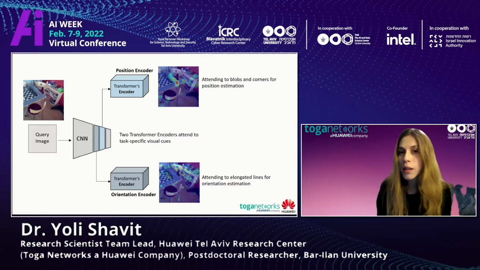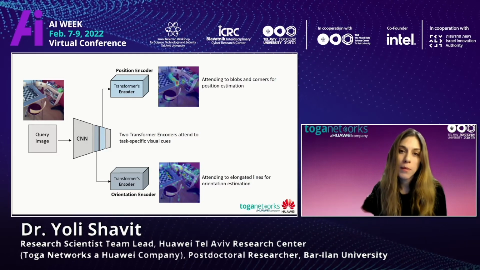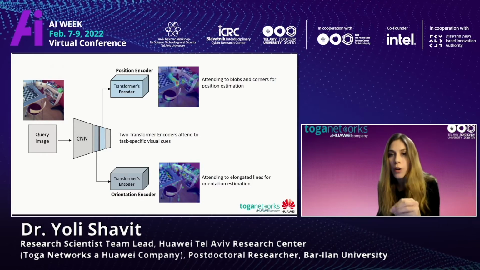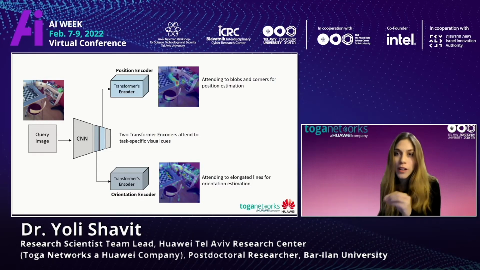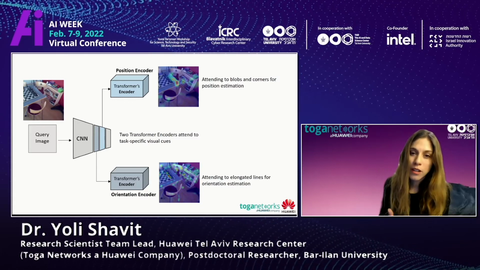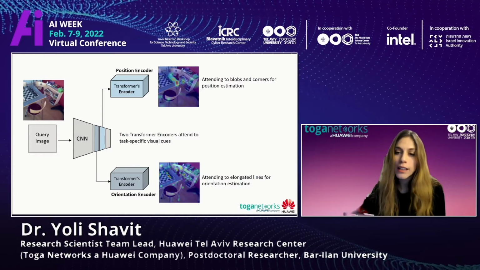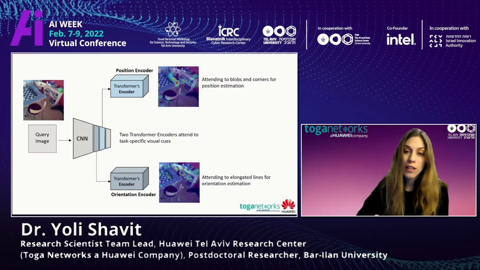Now, consider the images here on the right. These show the attention heat maps. And you can see that the position encoder attends to blobs and corner-like features, which are intuitively more important for estimating the position, while the orientation encoder here on the bottom attends to elongated lines for doing the orientation estimation.